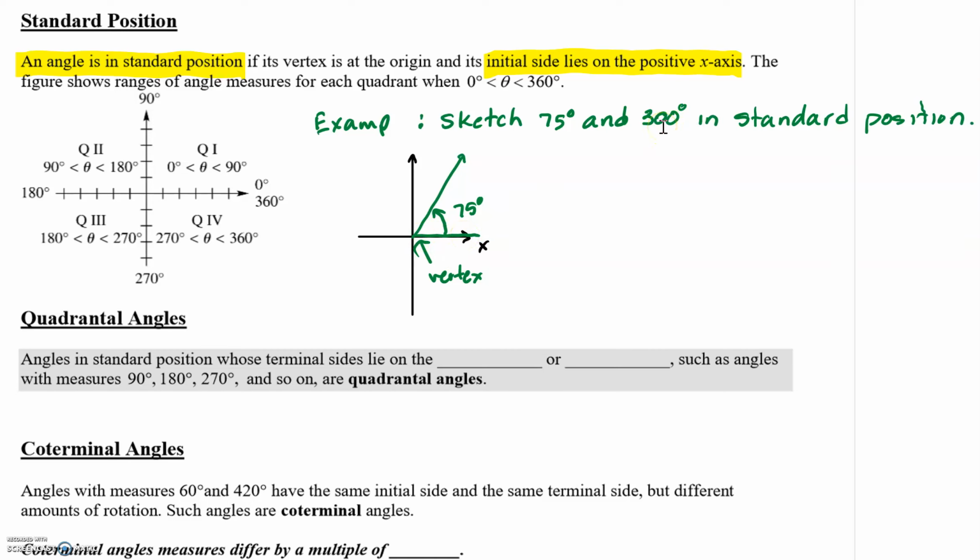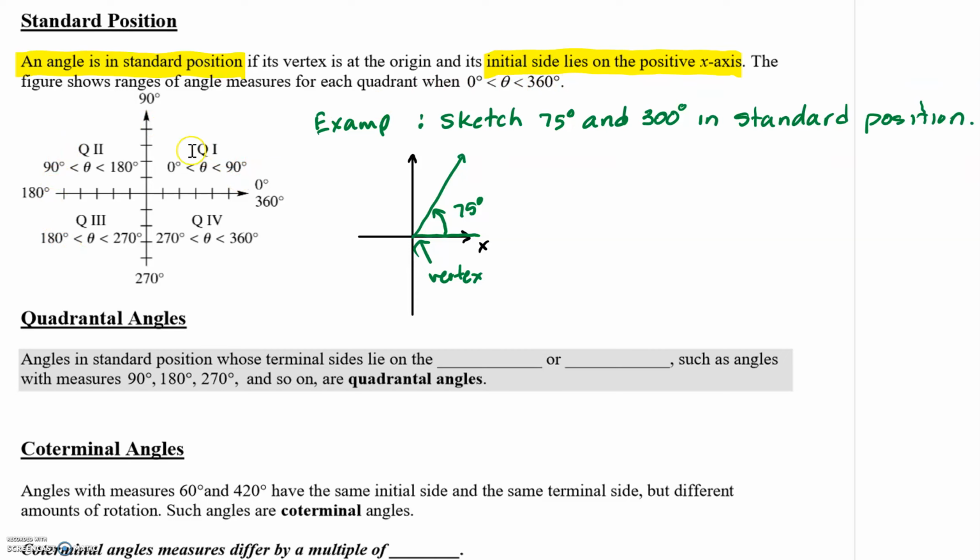So 300 degrees, well, that's going to be in what we call a different quadrant. So if you look here, it says the figure shows ranges of angle measures for each quadrant. When theta, that's the angle theta, is between 0 and 360, so theta is bigger than 0 but less than 360, it goes all the way around a full circle.